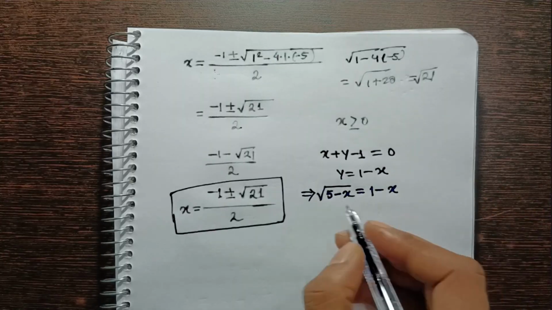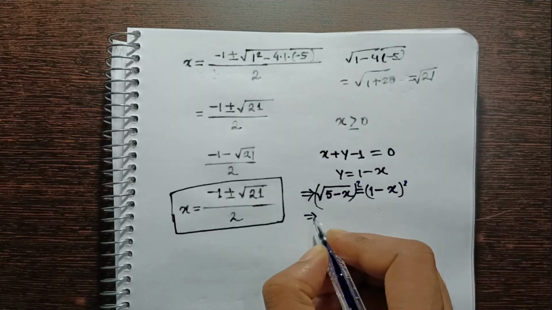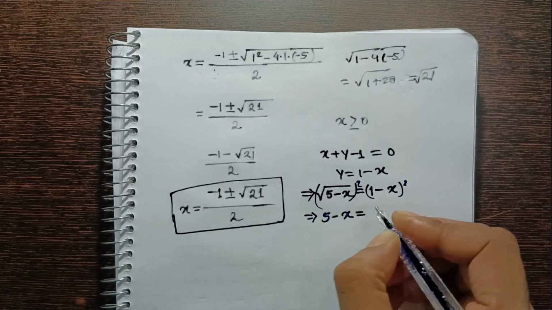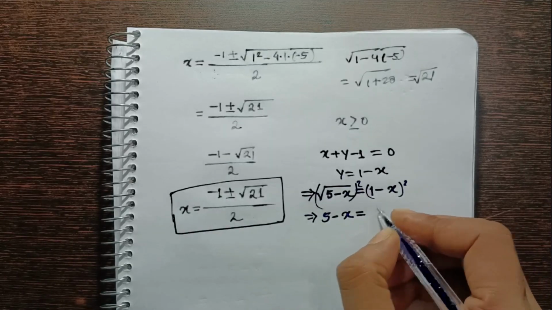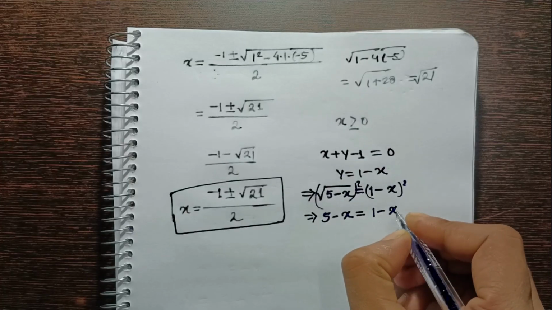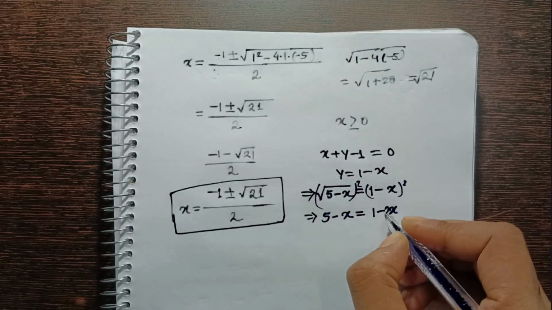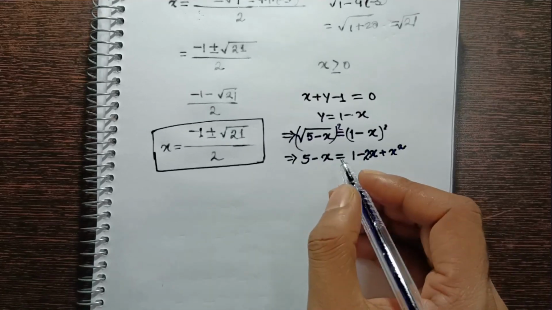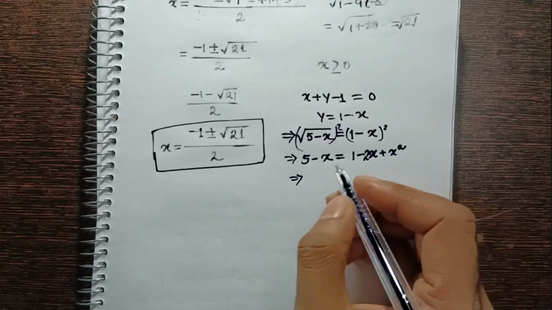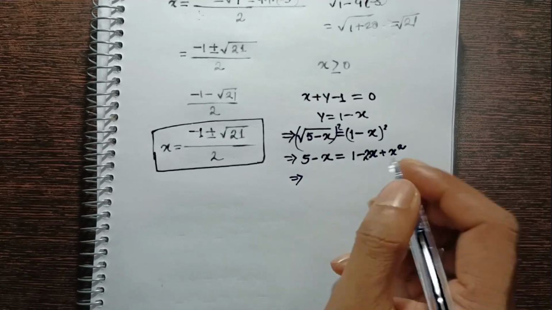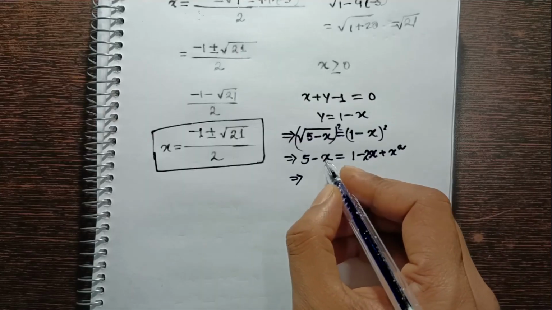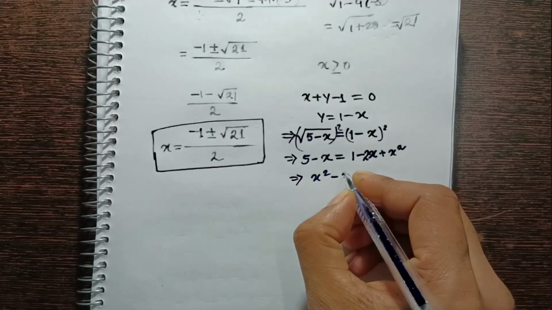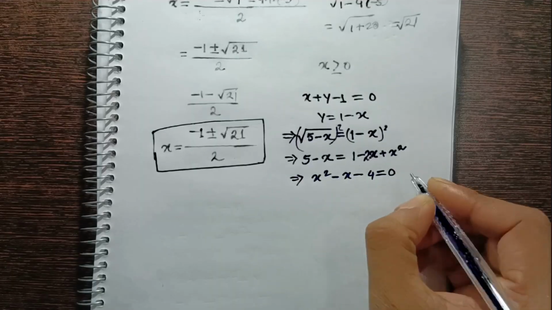Now we square both sides. Again, be careful with your algebra here. The left side becomes 5 minus x, and the right side is the square of the binomial 1 minus x, which expands to 1 minus 2x plus x squared. Now let's tidy this up by moving everything to one side to form another quadratic equation. So subtracting 5 and adding x to both sides, we get x squared minus x minus 4 equals 0.